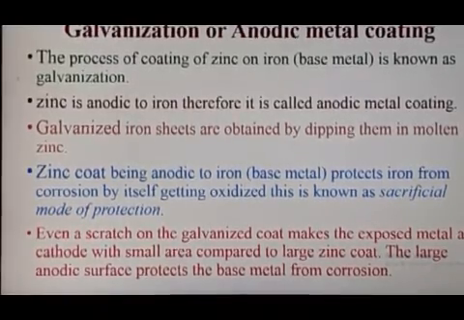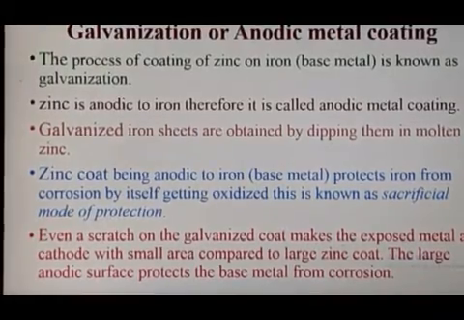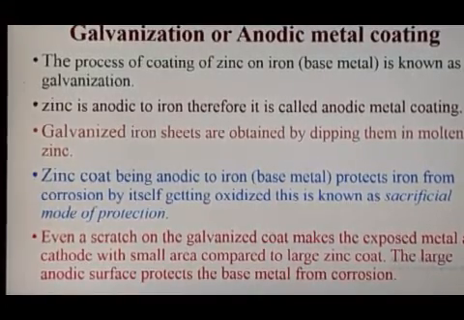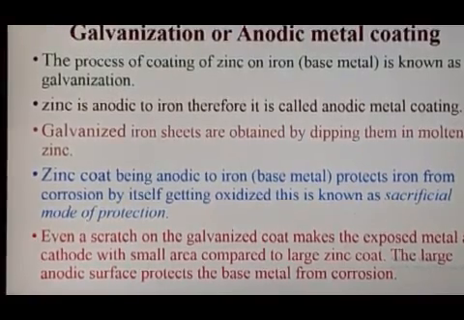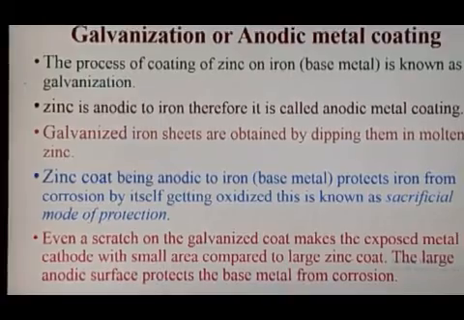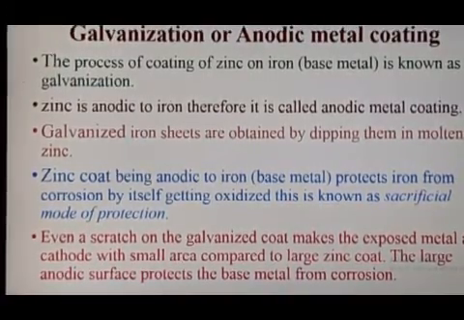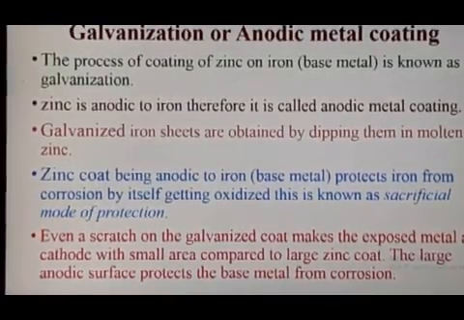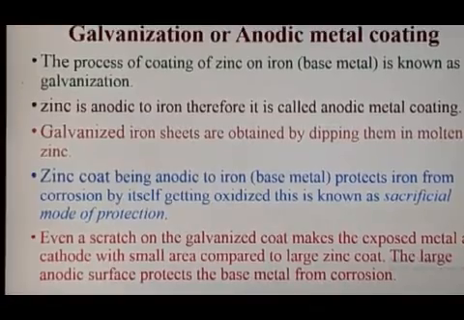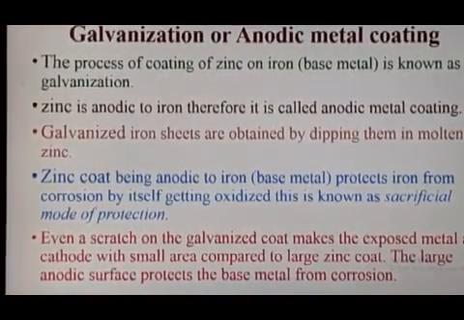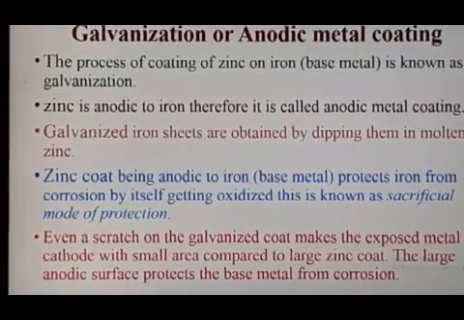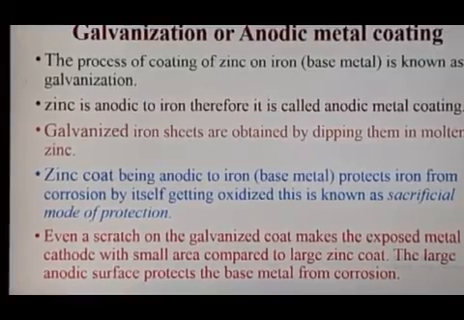When the galvanized sheets are scratched, the exposed area, that is the iron which is the base metal, forms a small cathodic area, and the entire surface coated with zinc forms the large anodic area. Therefore, zinc protects the small scratched portion by sacrificing itself, and this mode of protection is called sacrificial protection. I have already explained the ratio of anodic to cathodic areas under the factors. So galvanized sheets, even if scratched, do not allow electrochemical corrosion to take place.